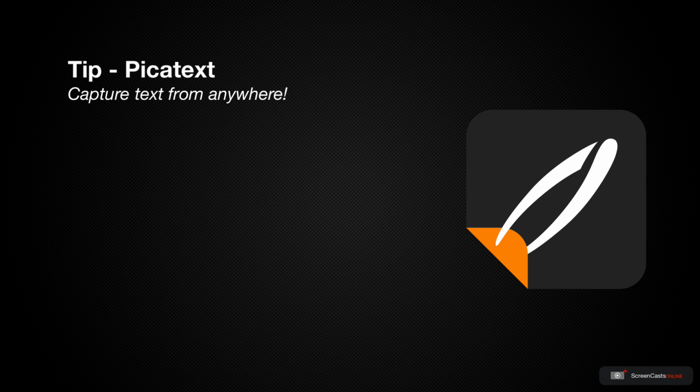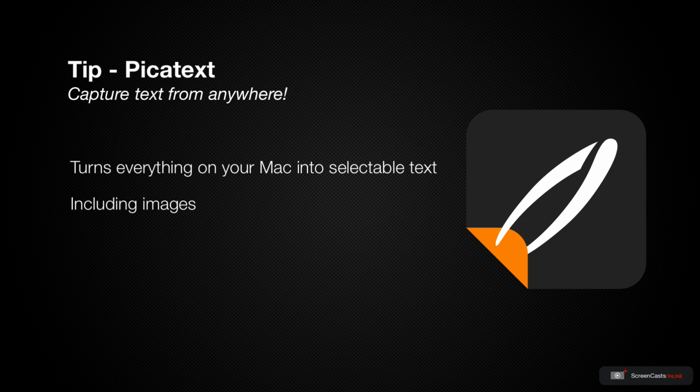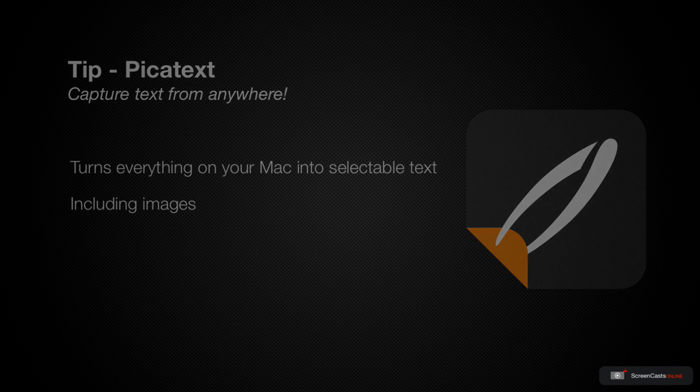I find I use copy and paste an awful lot in macOS, and while it's great to be able to select text from the majority of apps, there are instances where it's not selectable. This week's tip is all about an inexpensive utility from the Mac App Store that turns pretty much everything on your Mac into selectable text, even images. The utility is called Picatext.